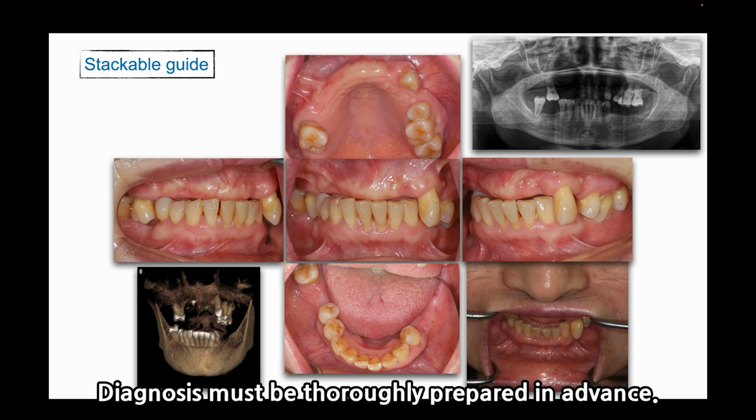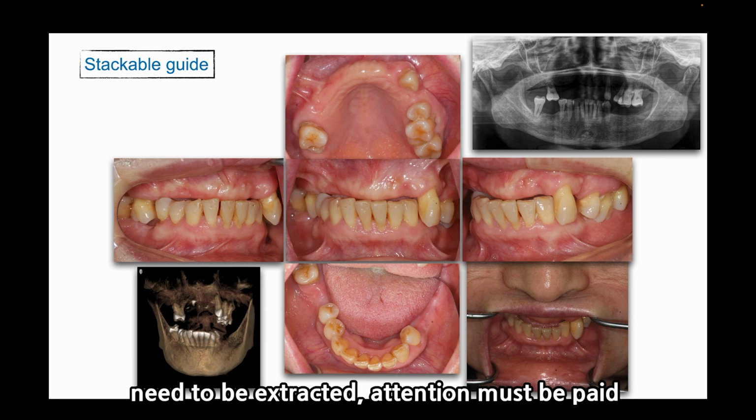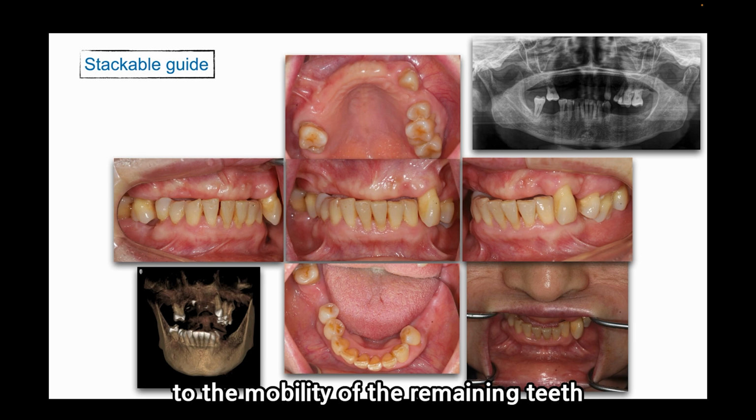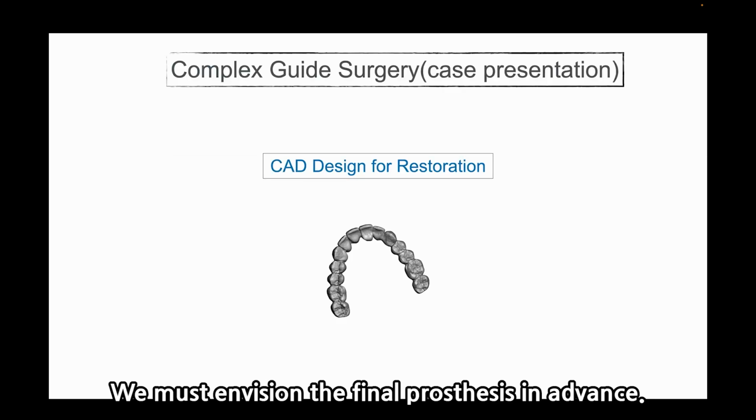Diagnosis must be thoroughly prepared in advance. In this case, since the remaining maxillary teeth needed to be extracted, attention must be paid to the mobility of the remaining teeth and the matching of CBCT and intraoral scans. We must envision the final prosthesis in advance.